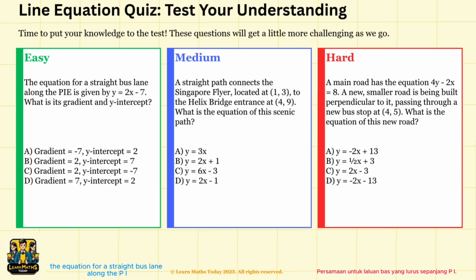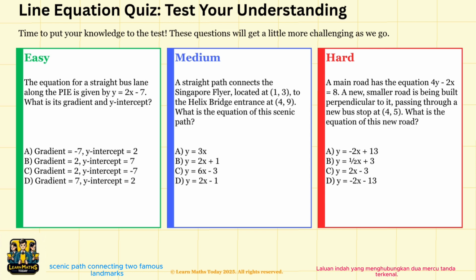The equation for a straight bus lane along the PIE is given by y equals to 2x minus 7. Based on this equation, what is its gradient and its y-intercept? This one should be a quick read. You can pause the video to think about it. Moving on to the medium question.